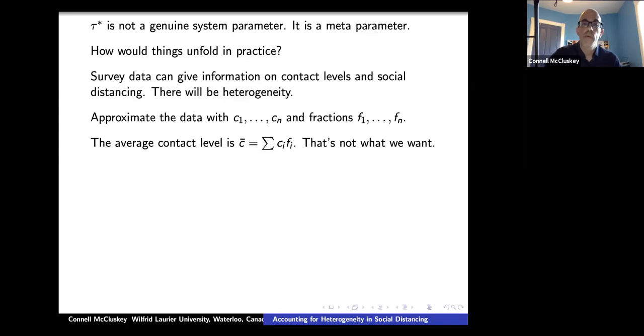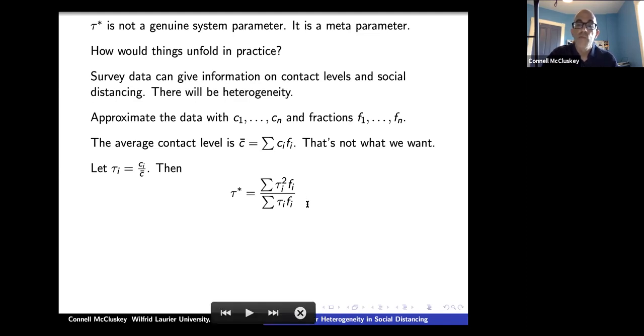That's not what we want. We want something that makes use of this tau star. So if we let tau i be equal to Ci over C bar, and you can use a different denominator there. It doesn't matter. It all comes out in the wash afterwards. We can calculate this tau star. So this is the same formula that I had before, except I only had it for a sum over two different population groups, but it should continue more generally than that.